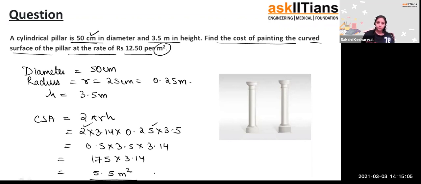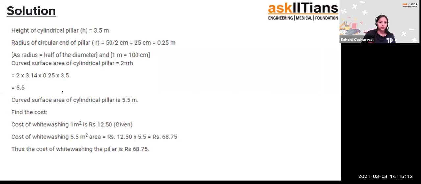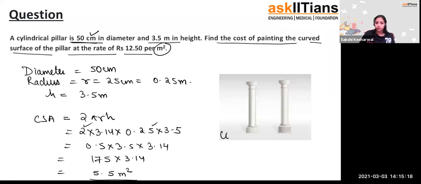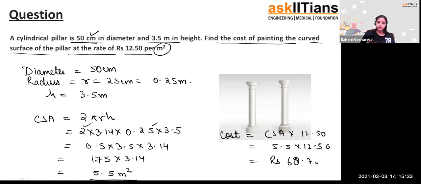This is in meter square. Now it says the cost of painting. What is the cost of painting? We have the answer over here: 2 pi R H, when you did the multiplication, you get this. So the cost will be CSA into 12.50. You just multiply 5.5 into 12.5, and you will get the answer, which is equal to rupees 68.75. That's your answer.